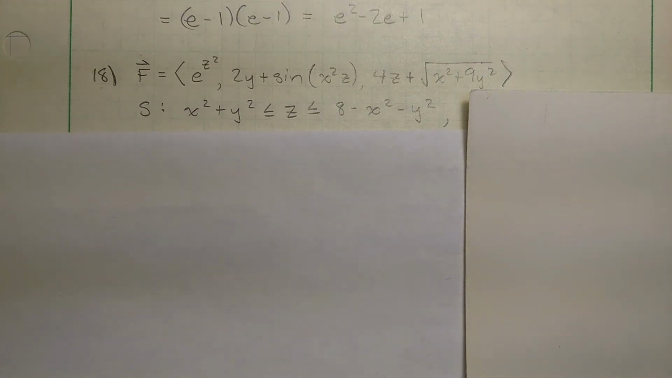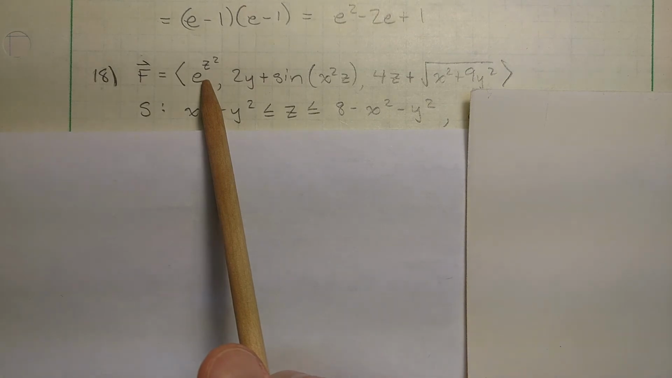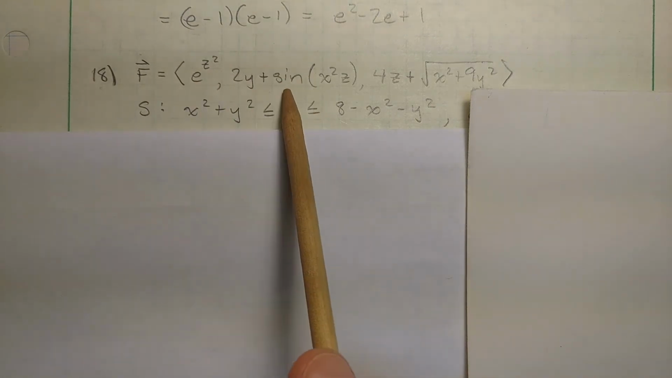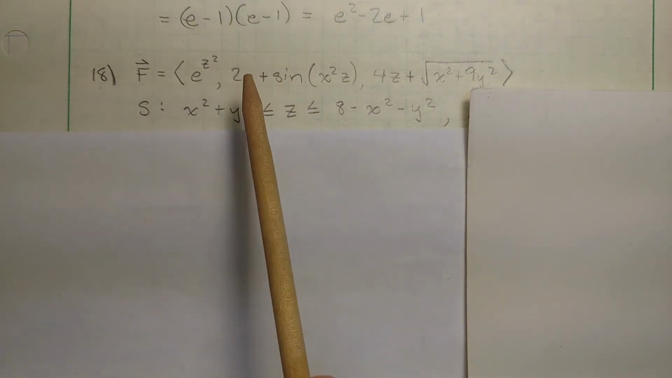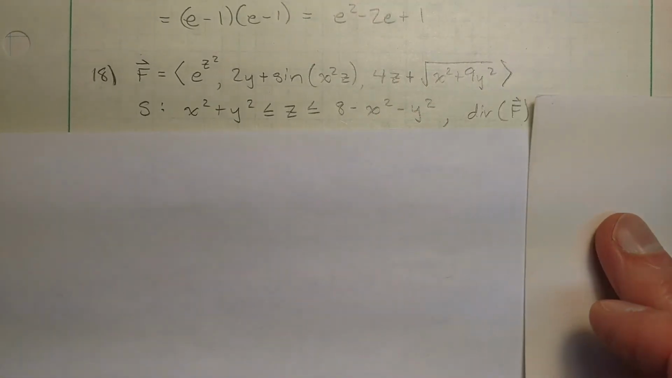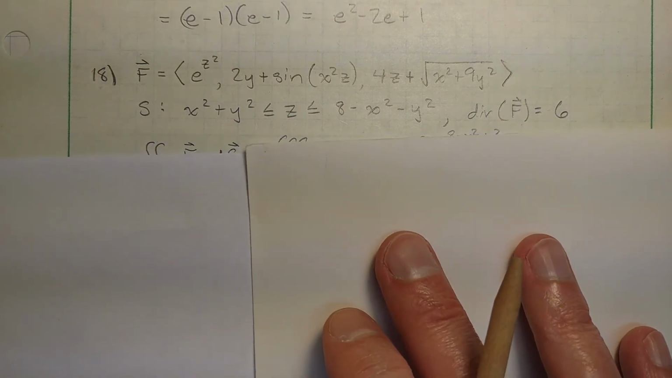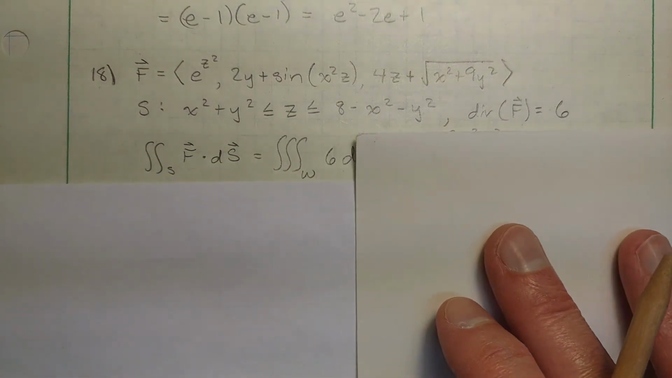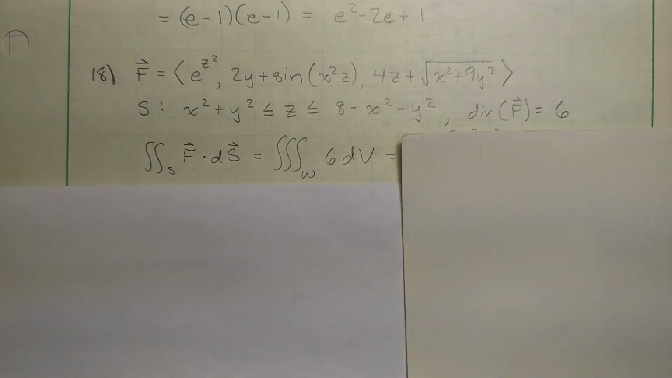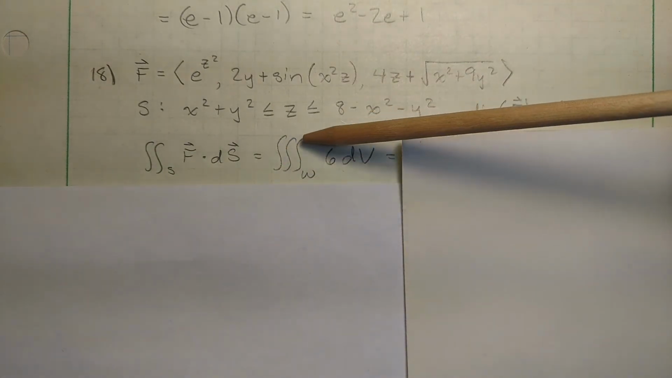bad. So first we're going to go ahead and we're going to find the divergence, which isn't too bad, because if I take the derivative of this with respect to x, I get 0. The derivative of this with respect to y is just 2. The derivative of this with respect to z is 4. So I get 2 plus 4. I get a divergence of 6. So now I can set up my triple integral formula like this. The challenge is coming up with our limits of integration here.